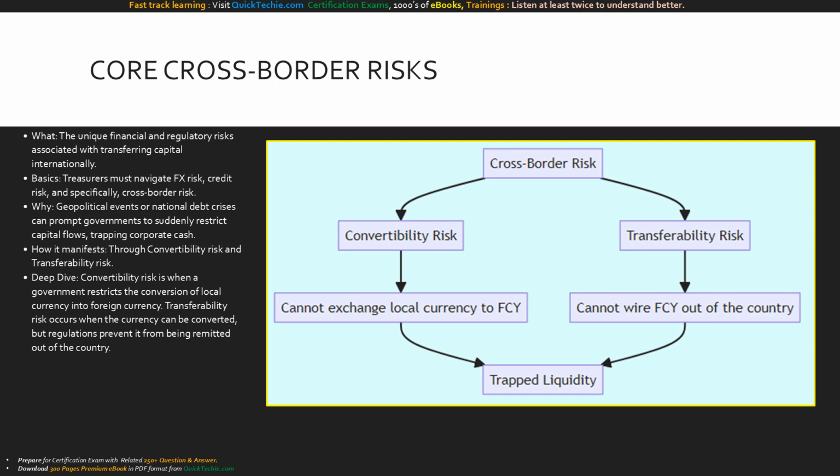This flowchart maps out the anatomy of cross-border risk. From the top node, it splits into two distinct threats. On the left, convertibility risk, where the local government prevents you from converting local currency to foreign currency. On the right, transferability risk, where you cannot wire the funds out of the host country. Notice how both paths inevitably lead to the same disastrous bottom node, trapped liquidity. This chokes the financial supply chain and forces the parent company to seek expensive external funding.